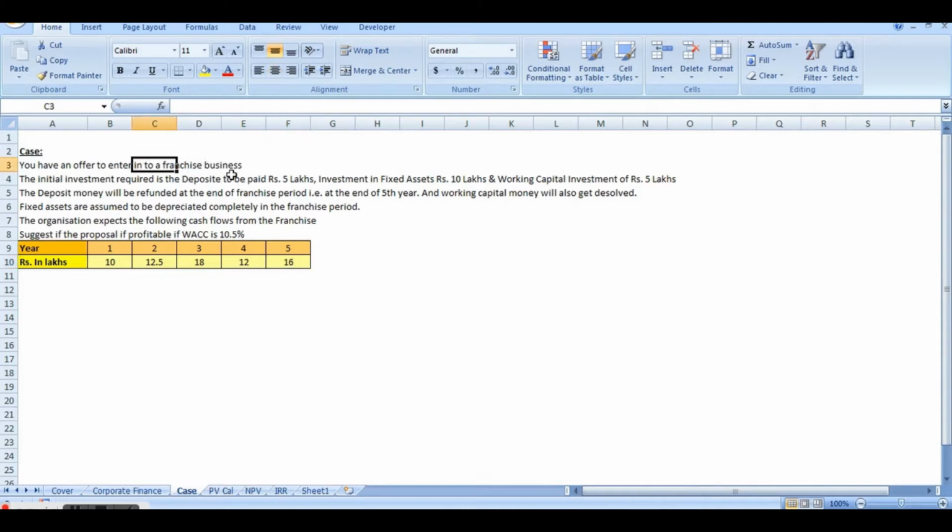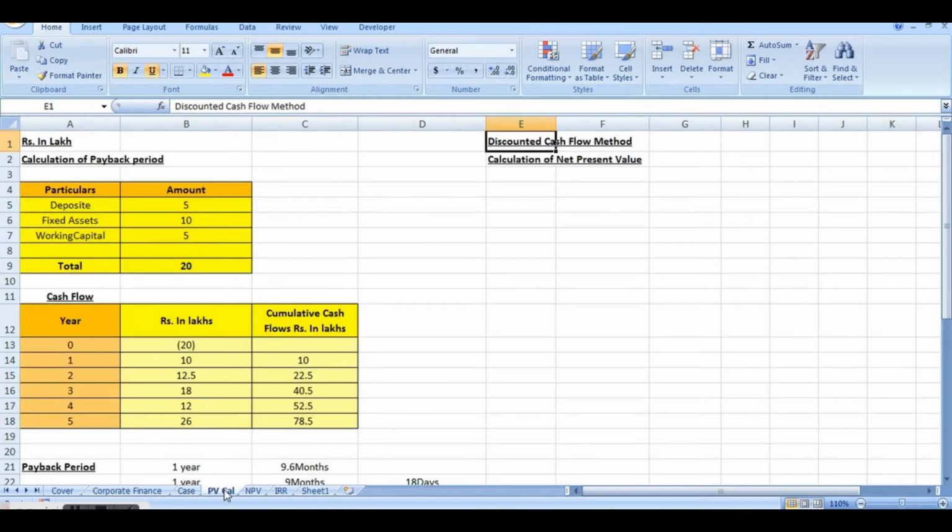In a franchisee business, you need to invest 5 lakh rupees as deposit, 10 lakhs for fixed assets and 5 lakhs for working capital, out of which deposit and working capital will be refunded at the end of the 5th year, which is the life of the franchisee business. The cash inflows are given to us apart from the refund money and the WACC is 10.5%. So based on this we have to calculate the net present value.